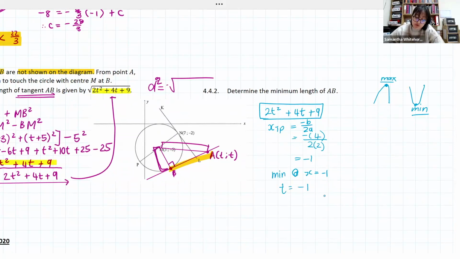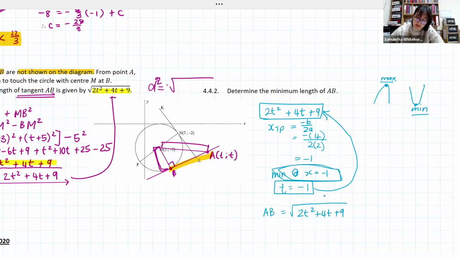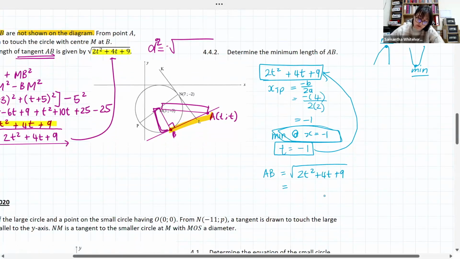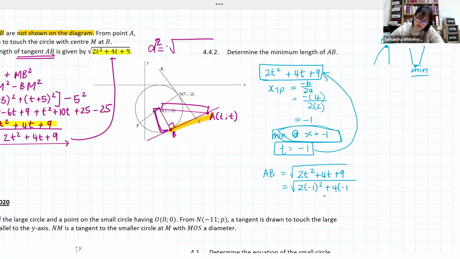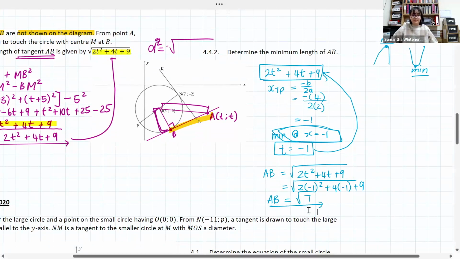And all you do, because you now know exactly where your minimum would be, is you substitute that back into your equation. So we know that the length of AB was expressed by the square root of 2t squared plus 4t plus 9. You've just worked out where that minimum would be at. So you just substitute it: 2 times (-1) squared plus 4 times (-1) plus 9. And you chuck that into your calculator. And it tells you that the minimum length then of AB is root 7 units.